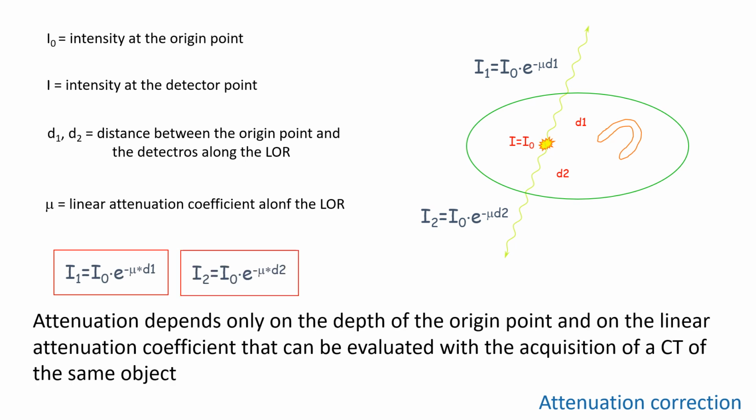If we consider an annihilation event in a point of the object, we see that each of the two annihilation photons travels through the patient body along the distance d, and is attenuated according to the law of attenuation of radiation in matter. Attenuation depends first of all on the path of the origin point, and it also depends on the linear attenuation coefficient that can be evaluated with the acquisition of a CT of the same object.